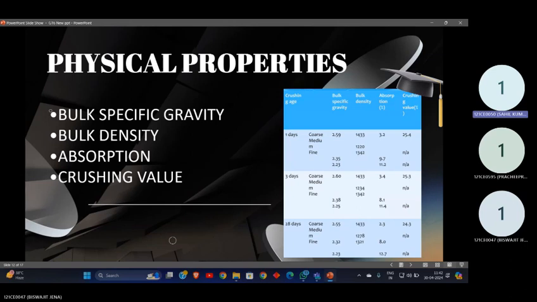The table shows that the bulk specific gravity is highest for coarse aggregate for all the 3 days. For bulk density, also coarse aggregate has the highest value for all the 3 days. But in the case of absorption, the highest is for fine aggregate for all the 3 days.